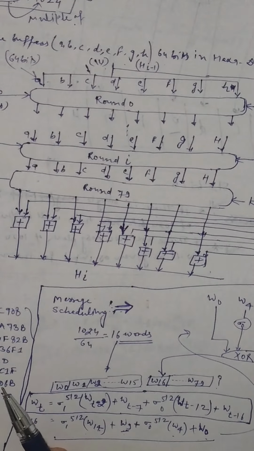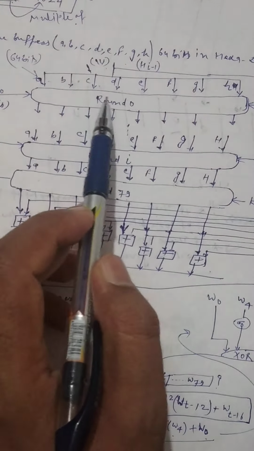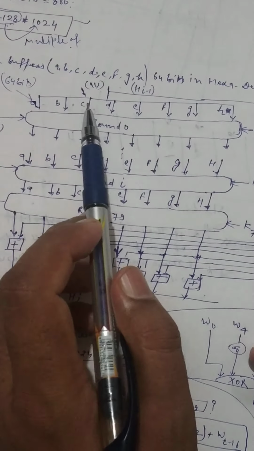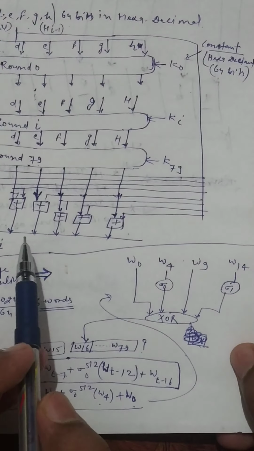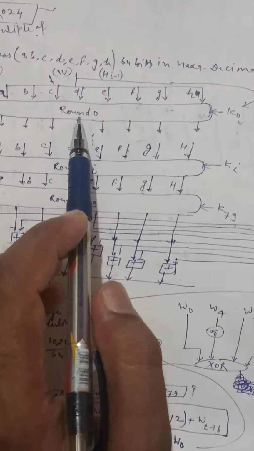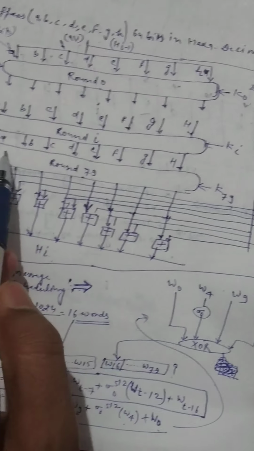As in our MD5 algorithm, for each and every round, three pieces of information are needed: the word, the buffer values, and a constant value. At the end, we will again take their values. Suppose our Hi comes over here, then it will be treated as Hi minus 1. So we will take their values.